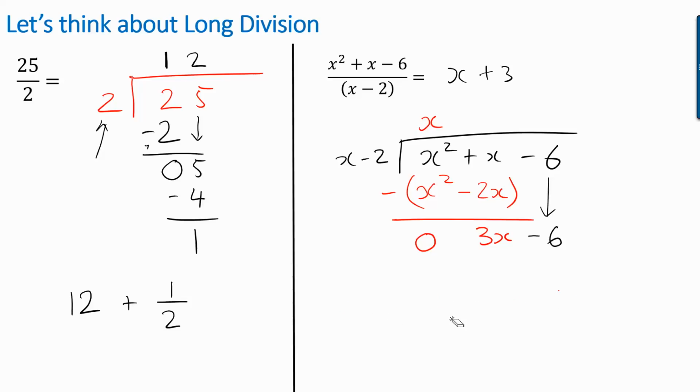So what did you do after you got the 0, 5? You said, how many 2's fit into 5? And you told me 2. So 2 times 2 was 4. That's why I put a 4 underneath. And then you found the difference to find the remainder. Now, no difference here. I'm going to do exactly the same.